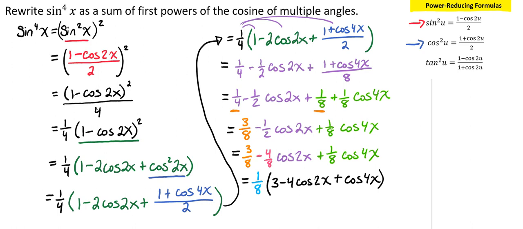We've just written the sine to the fourth power of x as the sum of first powers of the cosines of multiple angles. This example happens to show a typical power reduction that's used often in calculus. Note the repeated use of the power reducing formulas.